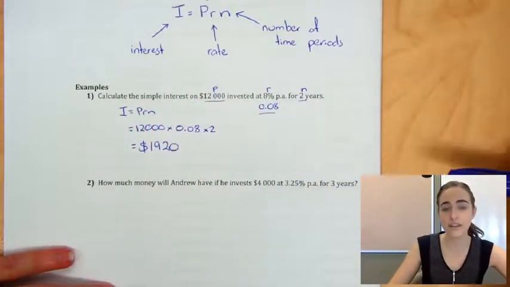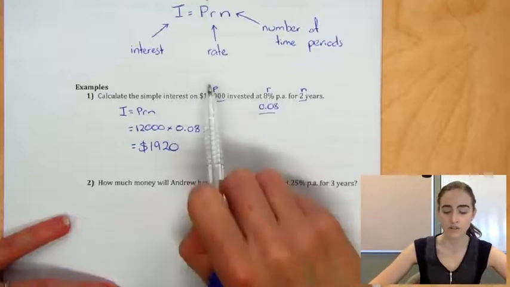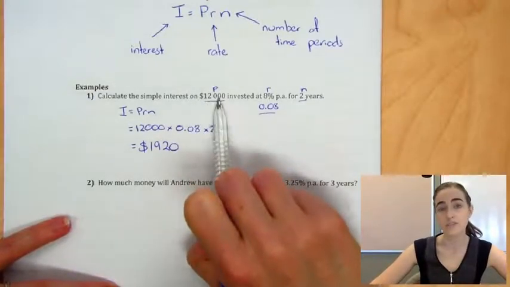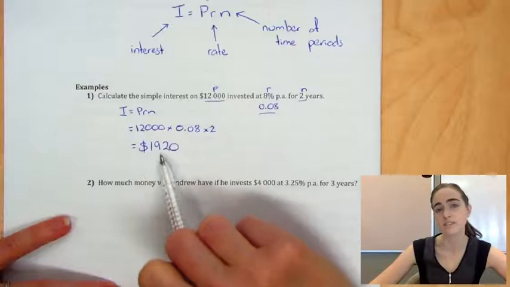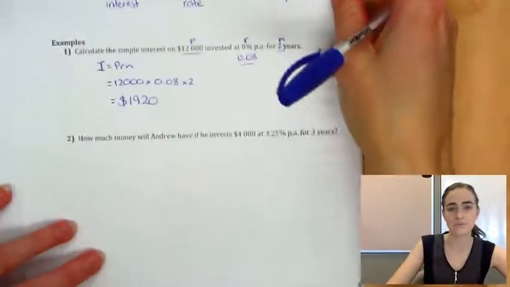So that means if they've invested $12,000 in the bank at this rate for 2 years, not only do they still have their $12,000, but they also have an extra $1,920. All right, let's have a look at our second example.